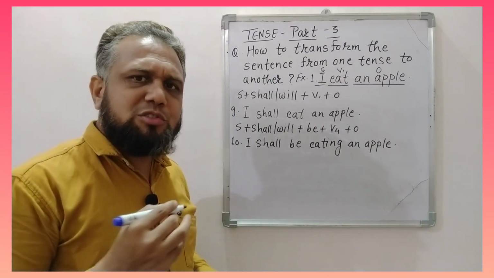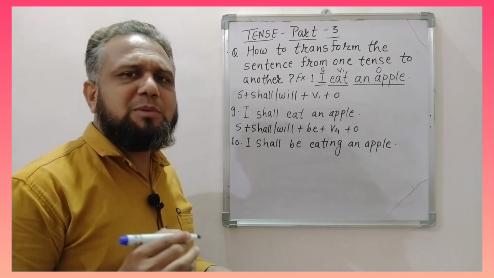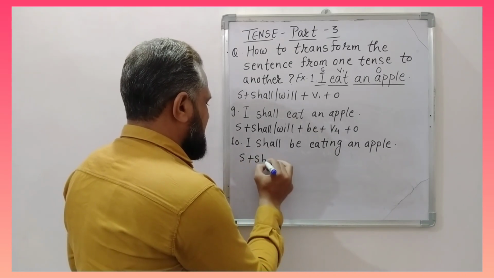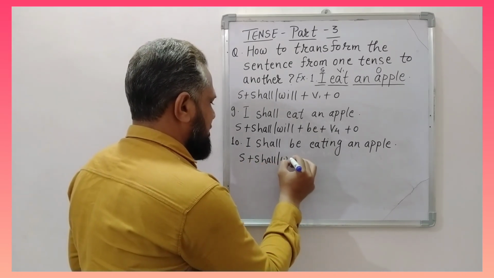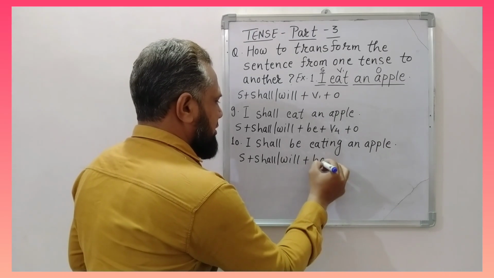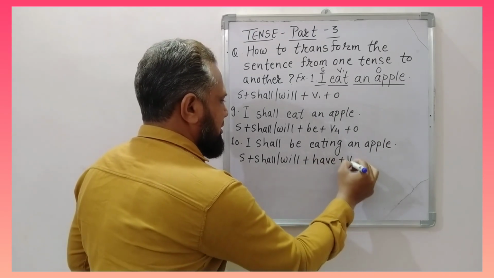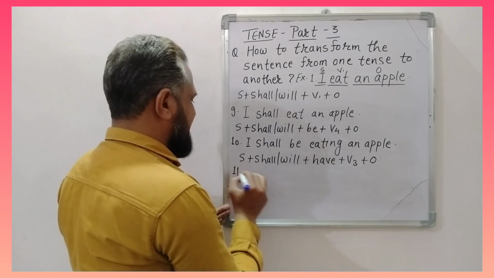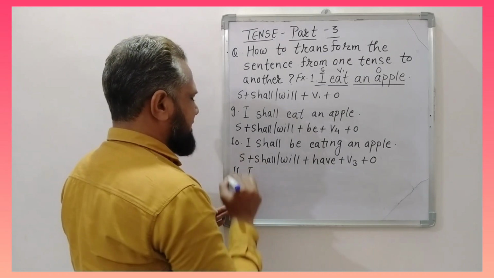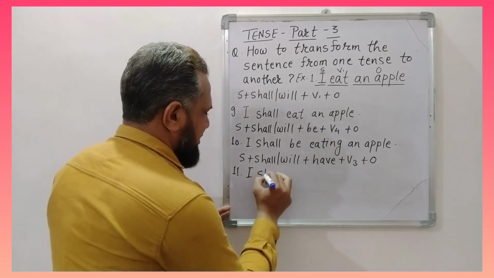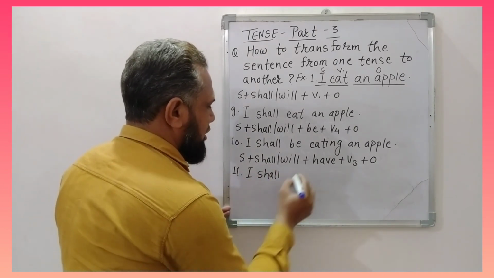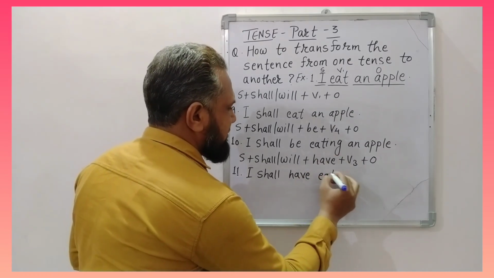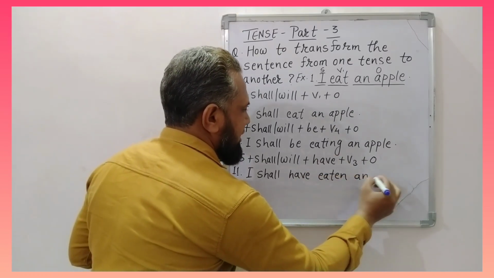Now if you want to transform this sentence into future perfect tense, then the formula of future perfect tense is subject plus shall or will plus have plus V3 plus object, and the sentence will become subject is I, we use shall, I shall have. The third form of eat is eaten. Object, an apple.